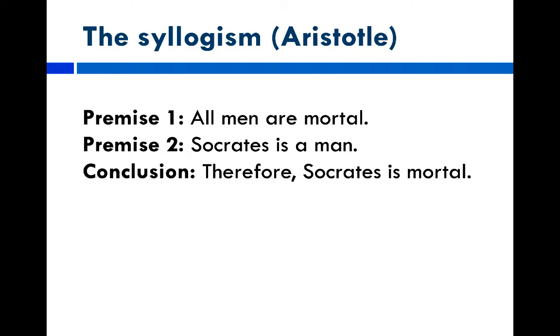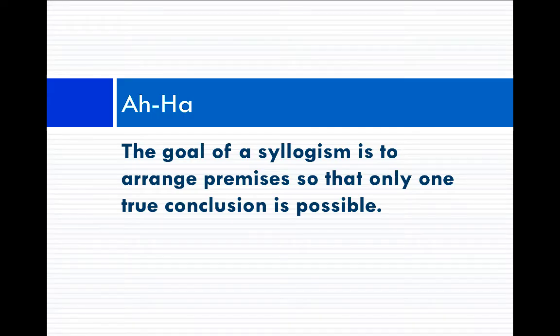This is a logical syllogism which says that premise 1 is true. It's a fact. I can look it up. Premise 2 is a fact. I can look it up. Therefore, because both of those are facts, they connect, making the conclusion truthful. The goal of a syllogism is to arrange premises so that only one true conclusion is possible.